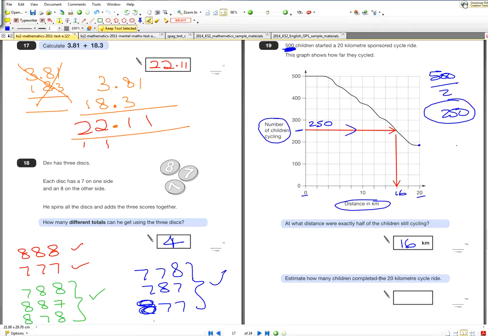Estimate how many children complete the 20 kilometer cycle ride. Remember what I said before. 20 kilometers is here, so it finishes. So we need to go across from here to there. Let's get a different color.